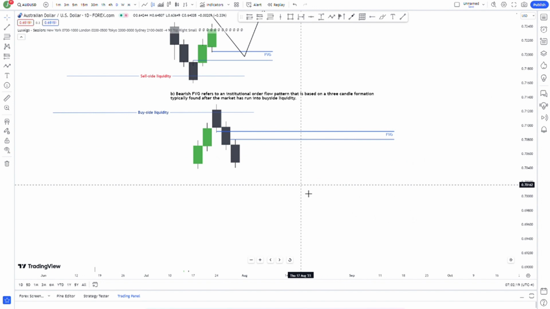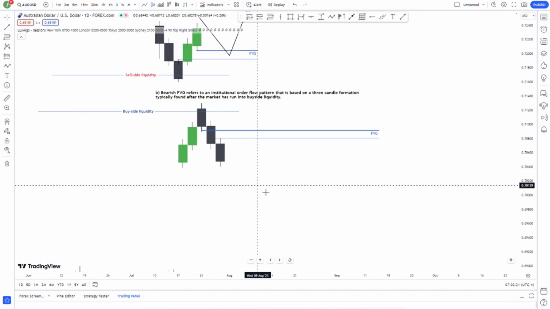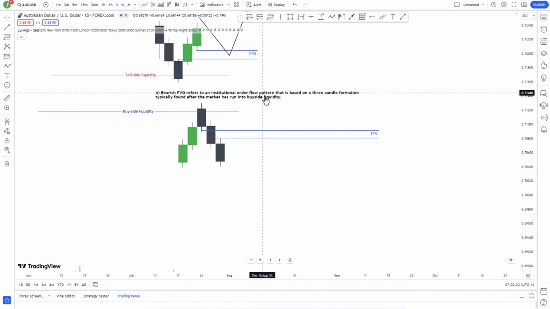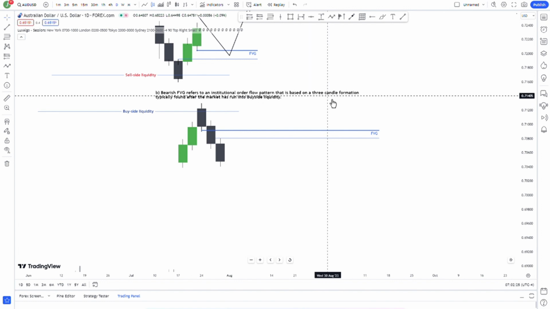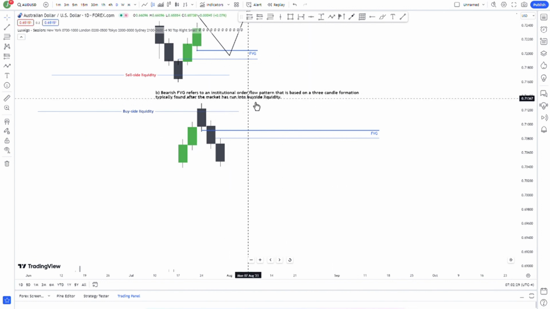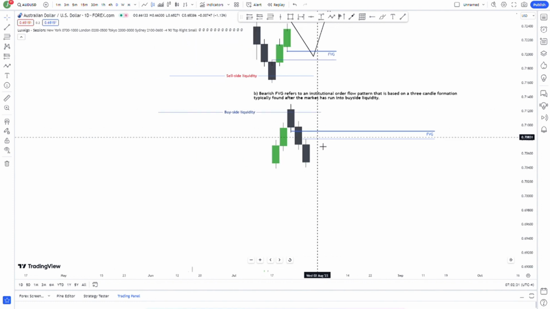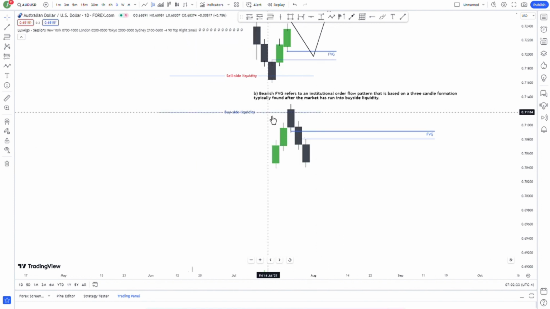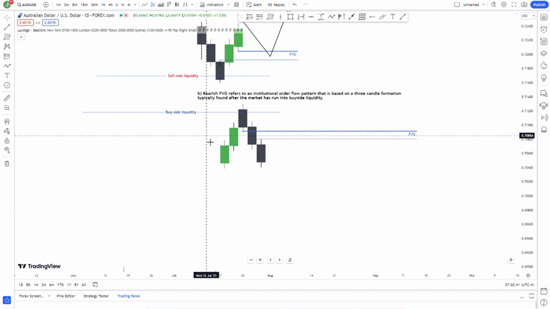Alright, so we also have a bearish fair value gap, which refers to an institutional order flow pattern that is based on a 3-candle formation that is typically found after the market has run into buy-side liquidity. The buy-side liquidity would be or might be previous highs or relatively equal highs on the left.